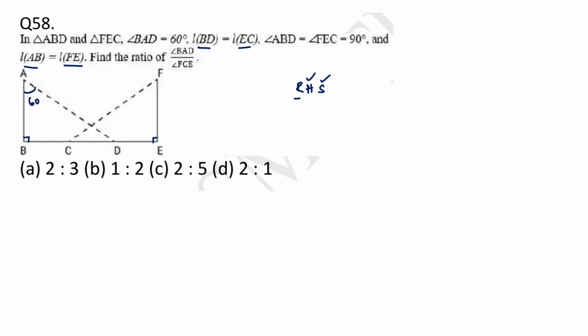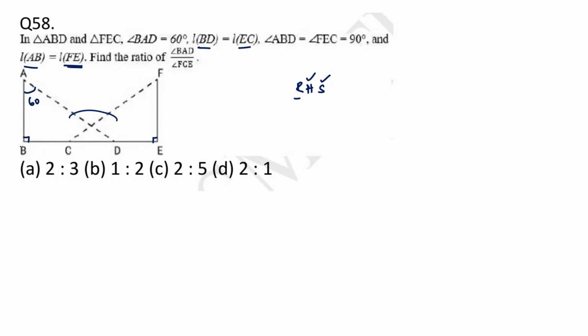So that's what is given, because BD is given as what? BD is also given as EC. Okay, so sides are also the same. AB is equal to FE. So two sides the same means the hypotenuse will always be the same. So from these two you can conclude that they are congruent triangles.